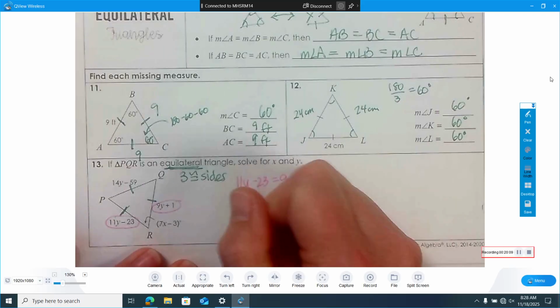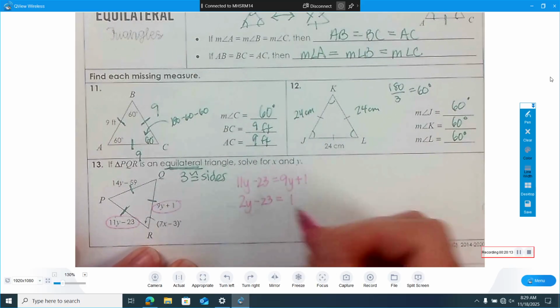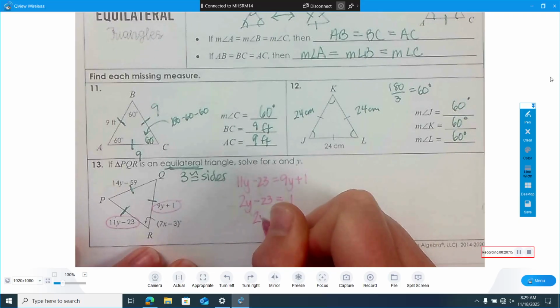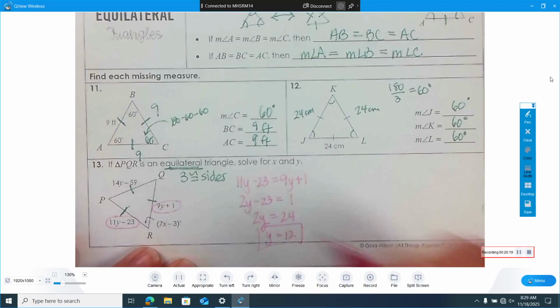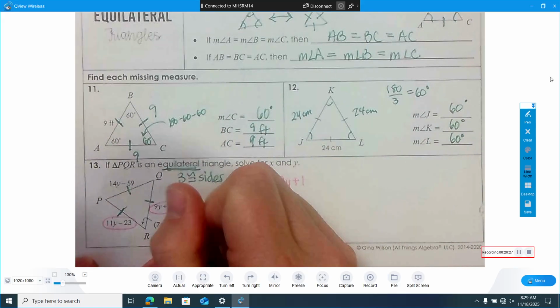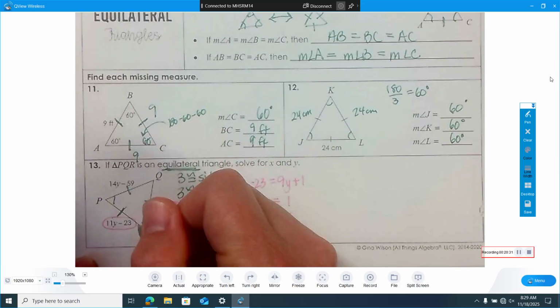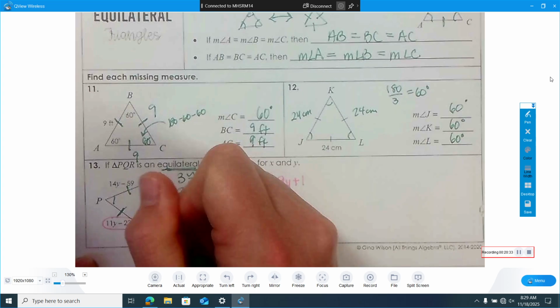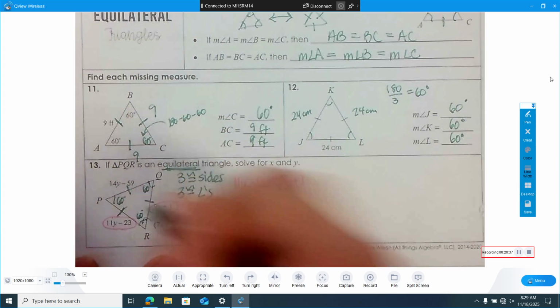Let's see, I'm going to subtract 9y, so that gives me 2y minus 23 equals 1. I'm going to add the 23, so I get 2y equals 24, so y equals 12. All right, now if we have 3 congruent sides, what also must be true? 3 congruent angles, yeah? So what is the measure of each angle then? 60. Every single angle has got to be 60.